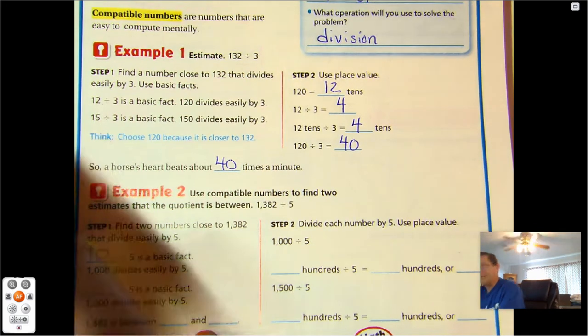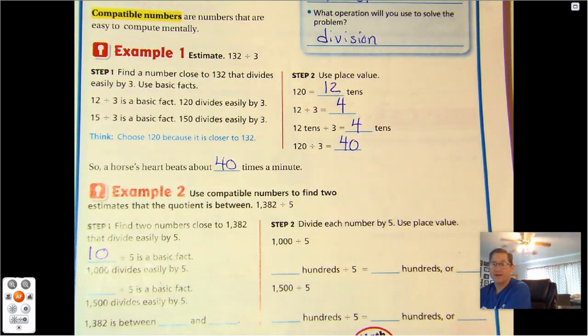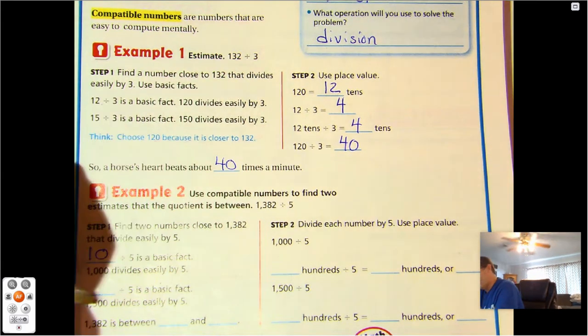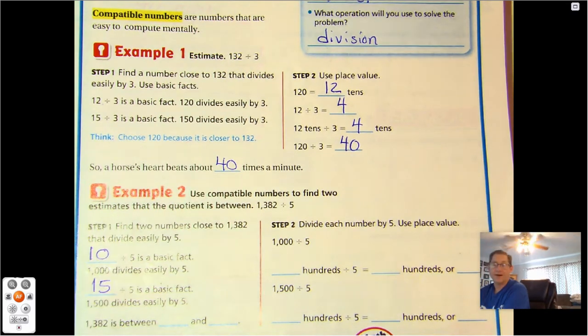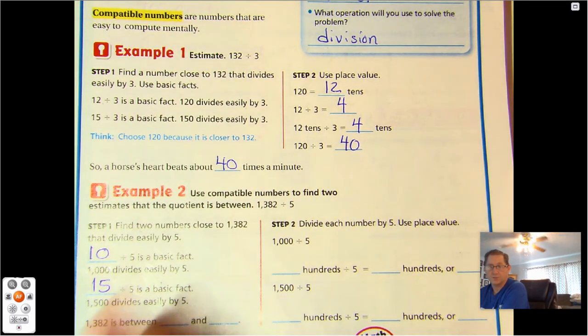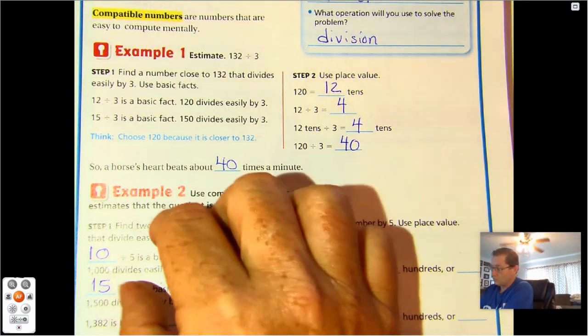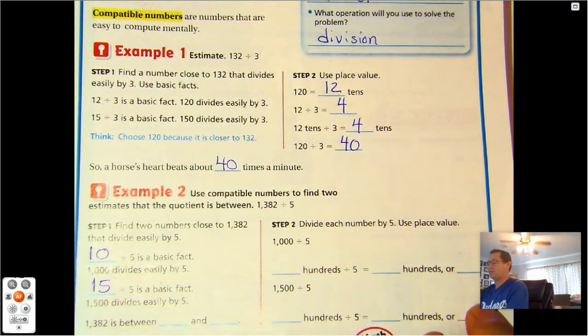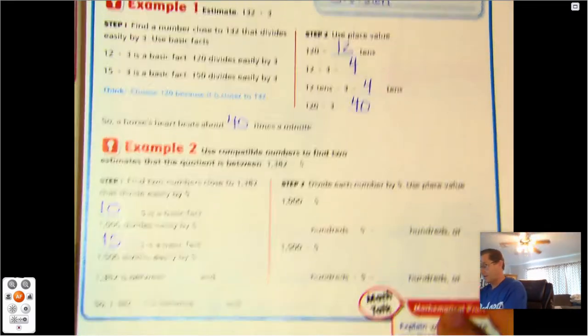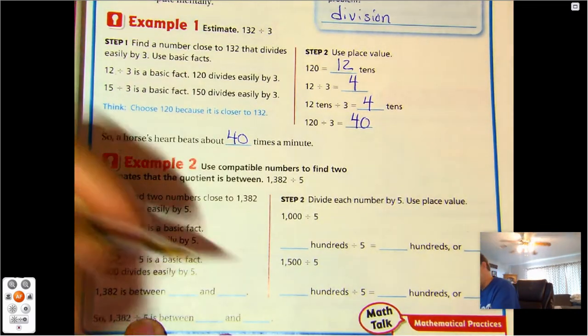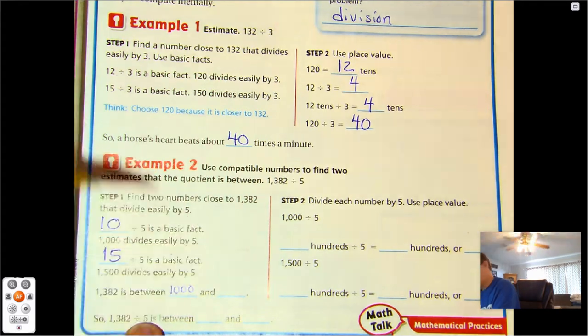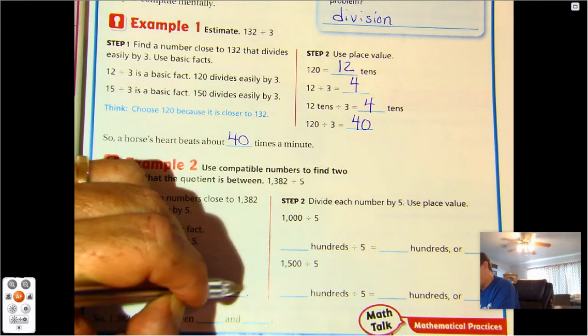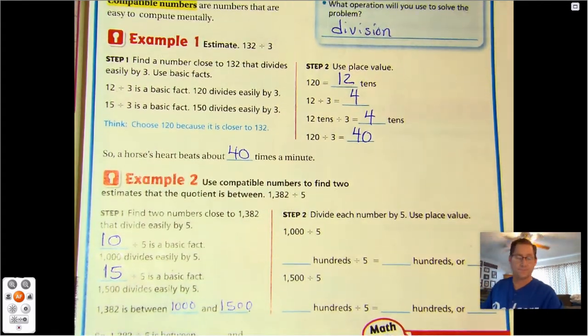10 divided by 5 is a basic math fact, so 1,000 divides easily by 5. And 15 divided by 5 is a basic math fact, which is close to 13. In this case, we're not going to choose one or the other. We're just going to say our answer is in between these two. So 1,382 is between 1,000 and 1,500.